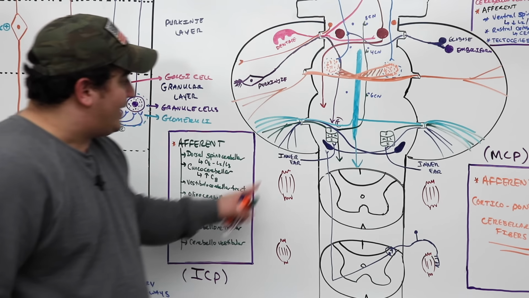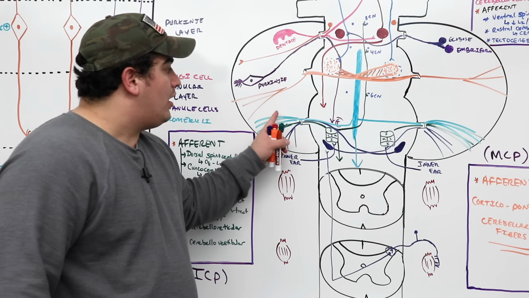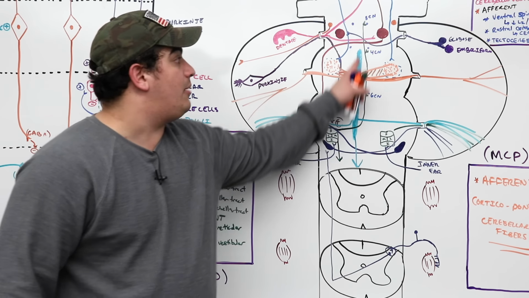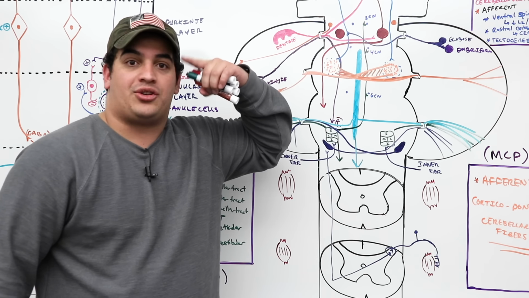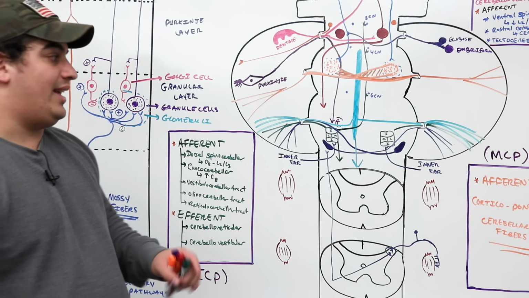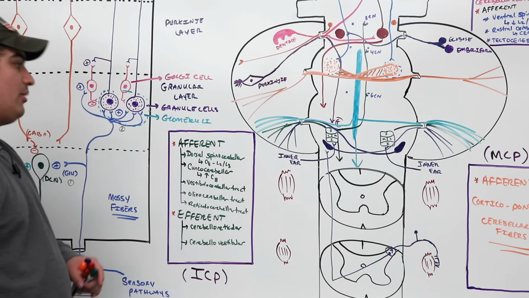Cerebello-vestibular. It's going to send information from the Purkinje fibers. Purkinje fibers go directly to the vestibular nuclei. They can go up via the medial longitudinal fasciculus to control extraocular eye movements, or they can go down via the vestibulospinal tract and activate the extensor muscles or anti-gravity or postural muscles.